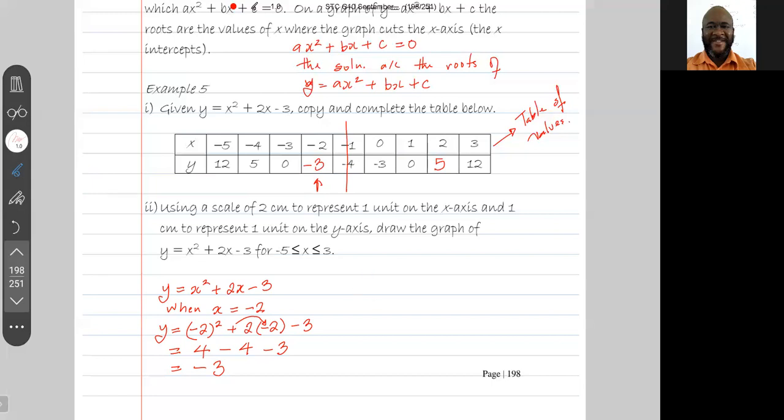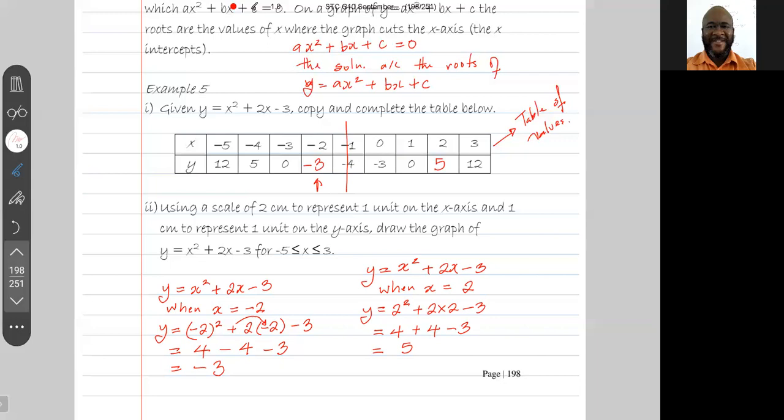So same equation, y is equal to x squared plus 2x minus 3. I'm going to say when x is equal to 2, because the value of y when x is equal to 2 is missing. So y would be equal to 2 squared plus 2 times 2 minus 3. 2 squared is 4, 2 twos is 4, minus 3. 4 plus 4 is 8, 8 minus 3 is 5. So the value of y when x is 2 is 5.